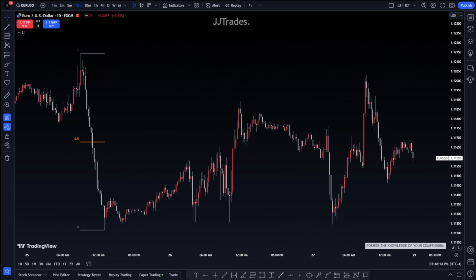Going over Ma Deuce. What the hell is Ma Deuce? Ma Deuce is simply an inversion fair value gap that you're taking in a discounted, expensive market and taking it back to those other. That's all it is.